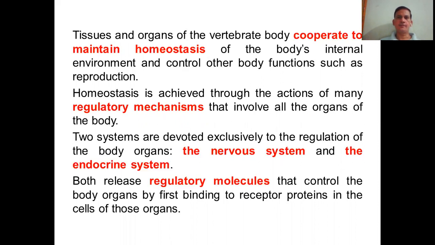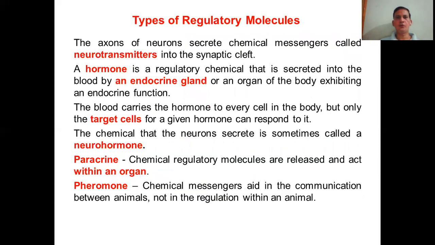So let's say if the body wants to move, then the signal needs to be sent by the nervous system so that the legs could be brought into action. Or if the food needs to be digested, then the nervous system again needs to come into action to release some digestive enzyme. Now, this movement or release of digestive enzyme is coordinated by release of regulatory molecules. So we will see further what these different kinds of regulatory molecules are.